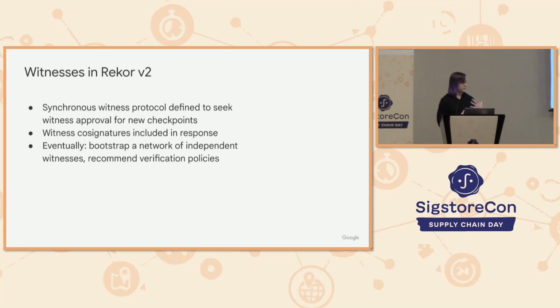So for Rekor v2, we want to start working on a protocol for Rekor to be able to connect to those witnesses, to discover witnesses, and to make sure that you're able to include those co-signed checkpoints in the response to the client. And once we have those building blocks, we will start evaluating a way to bootstrap a witness network, and also start talking about ways to implement or recommend a policy for verifying witness co-signatures.